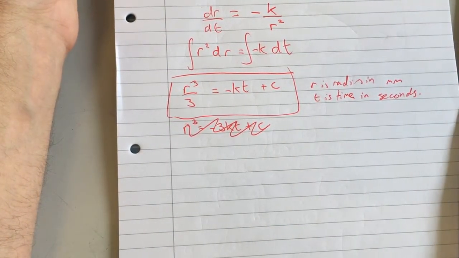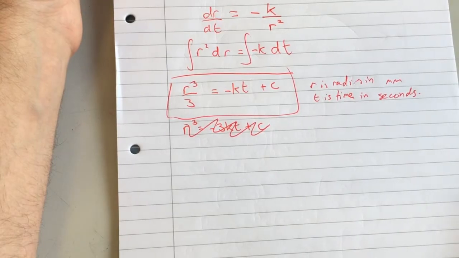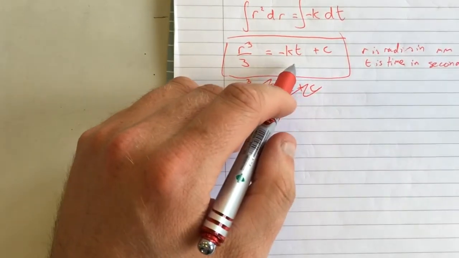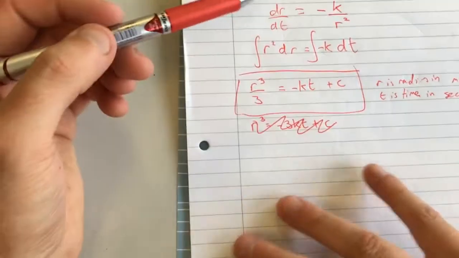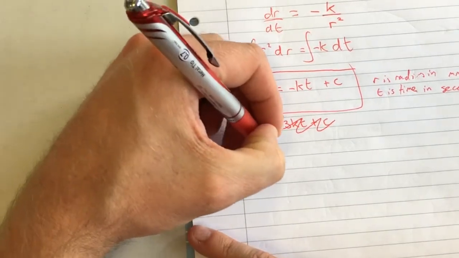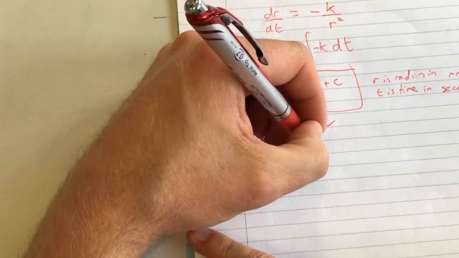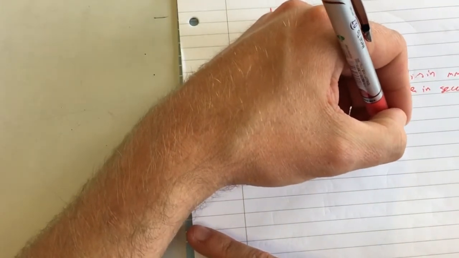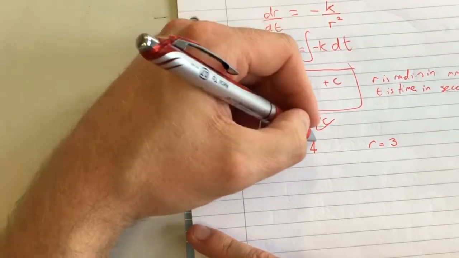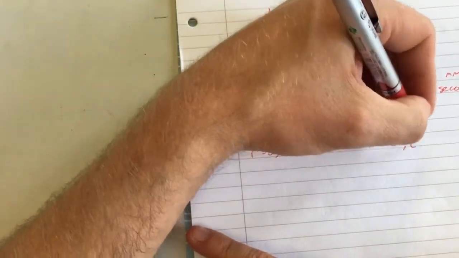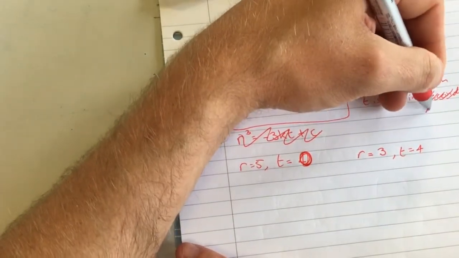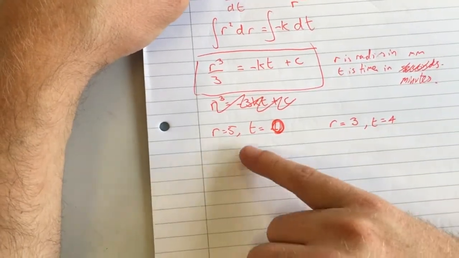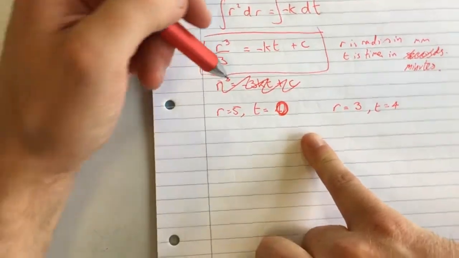Next bit, hence find the total time. Oh wait, do we need to find? Yeah, we need to find k and c. Of course we do. So at the moment we haven't found k or c, so I need to do that next as well. So they've told us r is 5 initially, and then r is 3 when t equals 4. So we could say t is time in minutes, so I think you'd be allowed that, because we are literally subbing in minutes. So you'll put both these in and find k and c, solve them simultaneously.